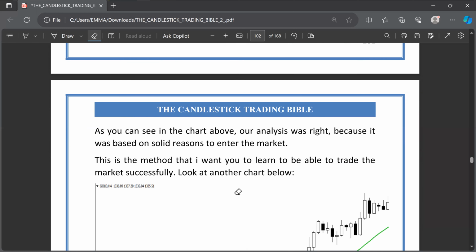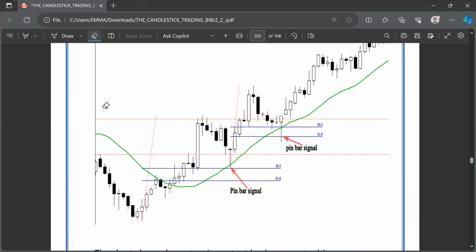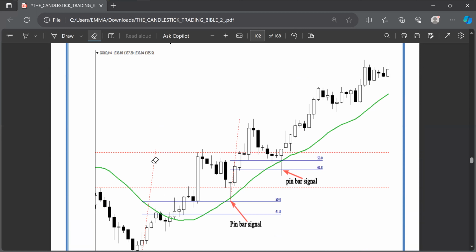So don't do anything extra to get yourself confused. As you can see in the chart above, our analysis was right because it was based on solid reasons to enter the market. This is the method that I want you to learn to be able to trade the market successfully. Look at this example again. Generally, this is an upward trend. Prices are moving up, right?